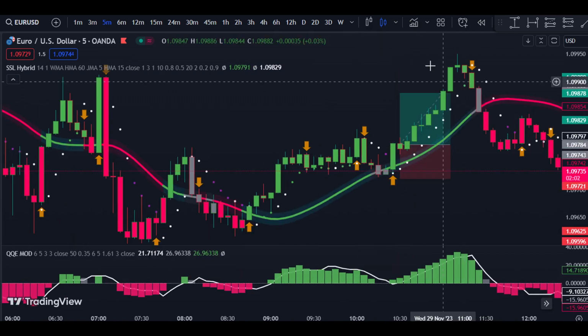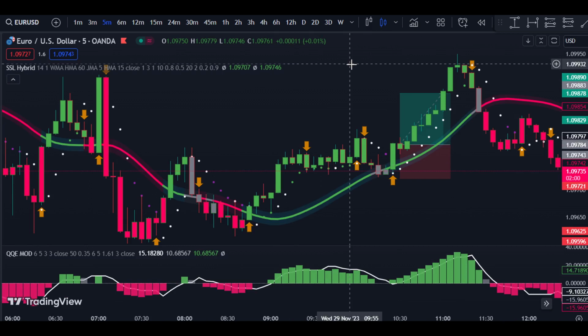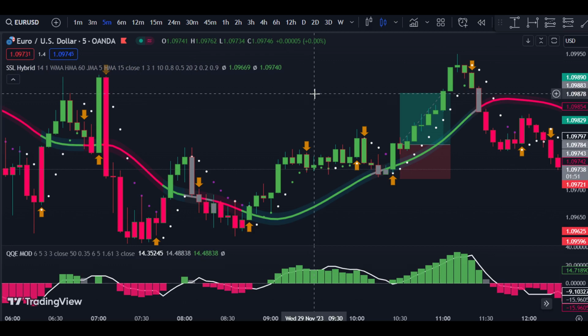You want to make sure that the asset that you're trading has good enough volume and liquidity. If you trade Forex, then you should know which asset trades at the best times.